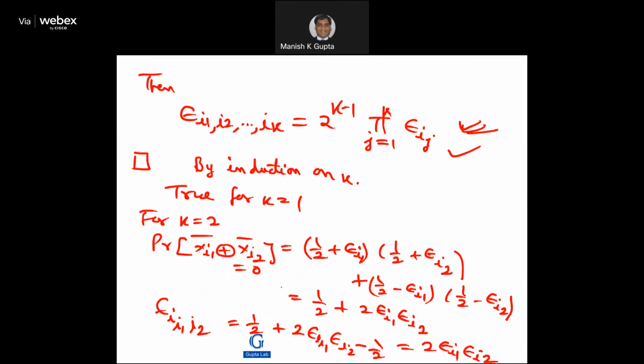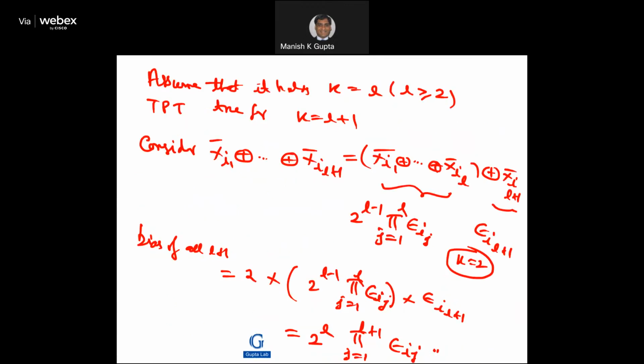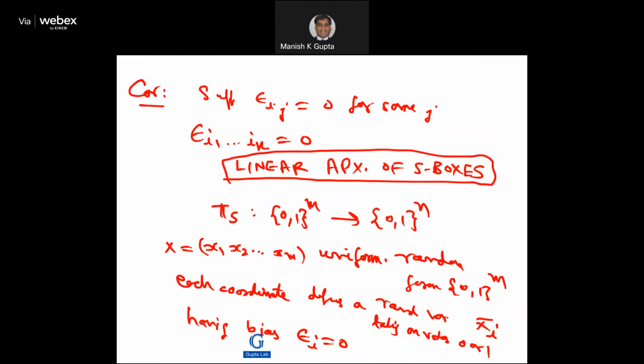We found the following formula: epsilon i1 i2 ... ik is equal to 2 raised to the power k minus 1 times the product over j equal to 1 to k of epsilon ij. This much we need to remember. Of course, we did the proof by induction last time. Now we proceed further. We require a few more things, and now we are ready.